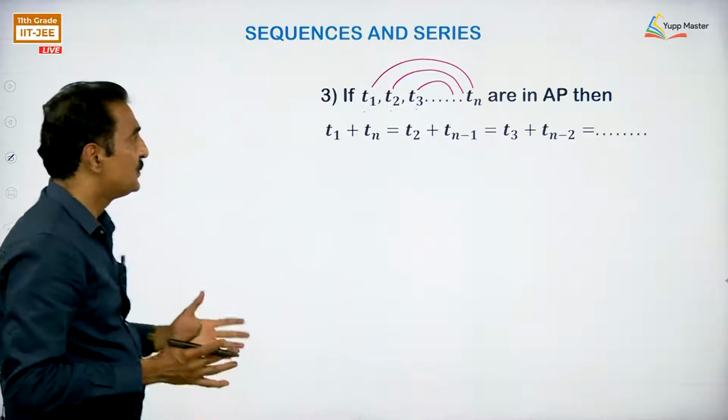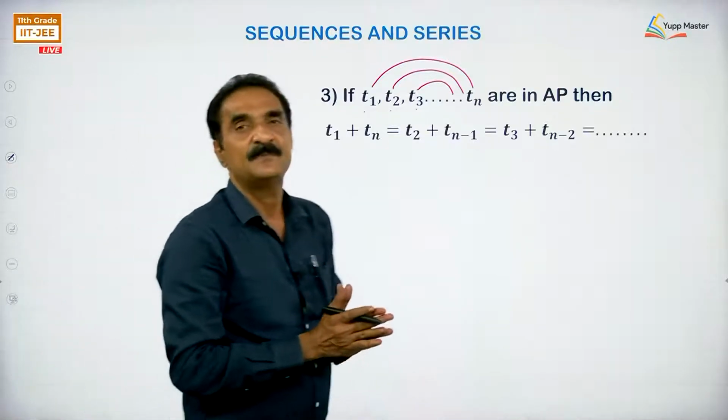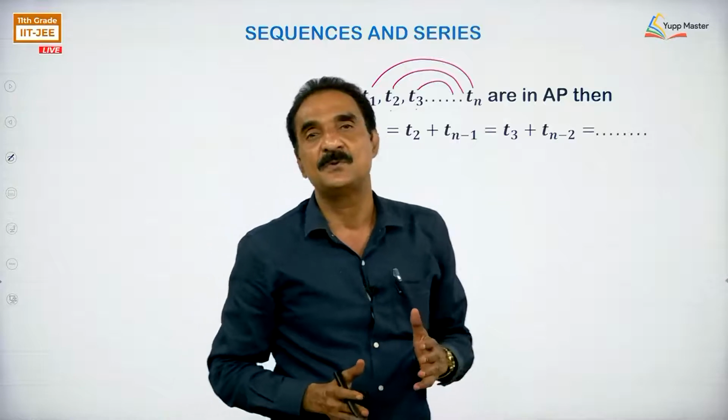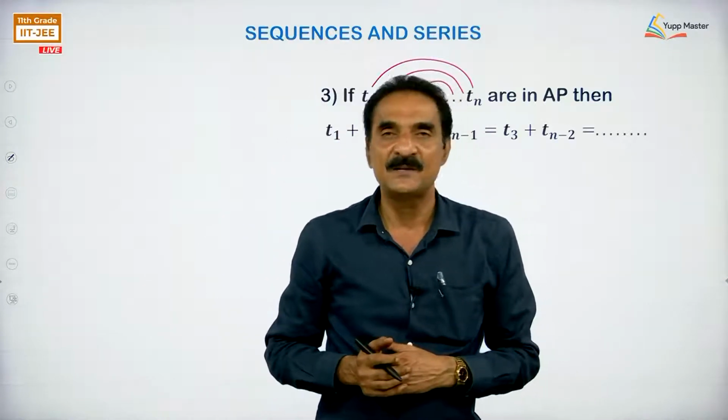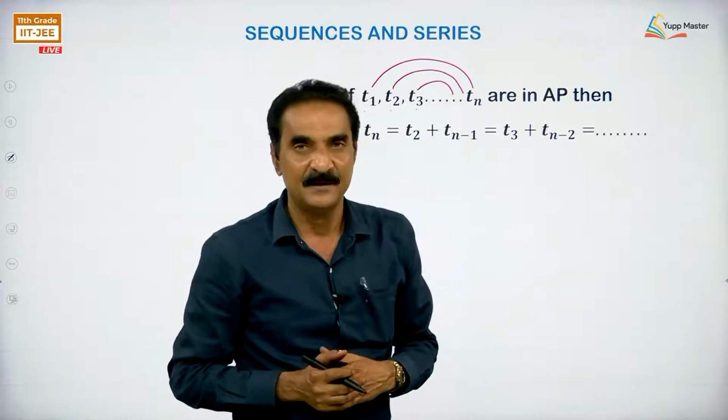Okay. So, this is about the nth term, the sum of the n terms, and also properties of AP. Now, let us start a few problems on AP, right.